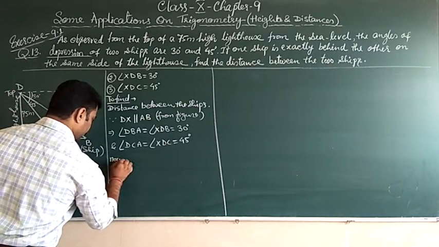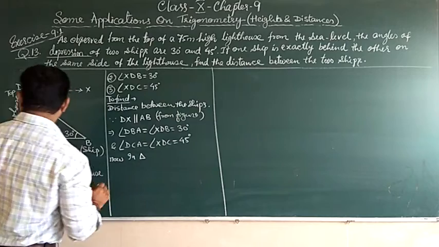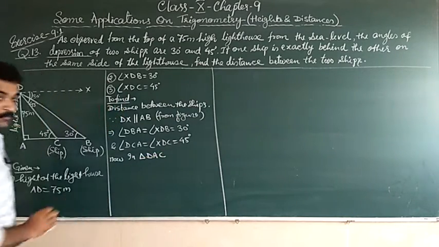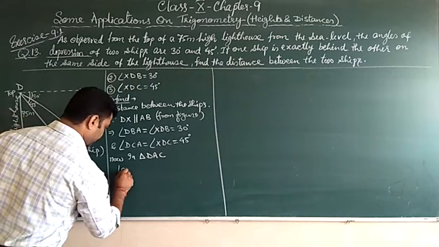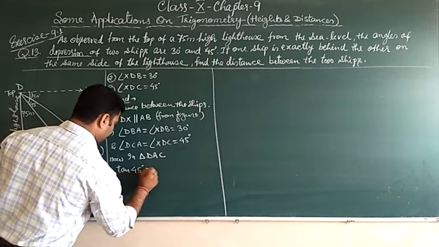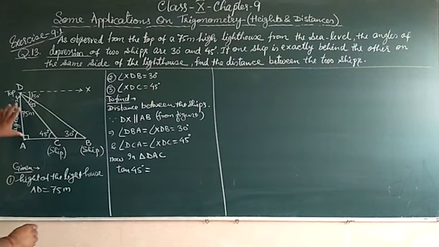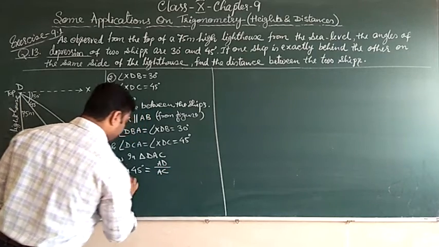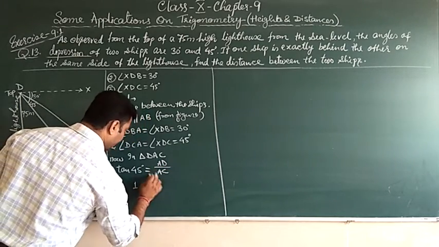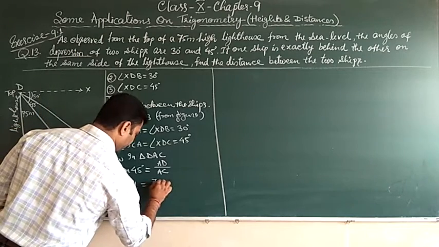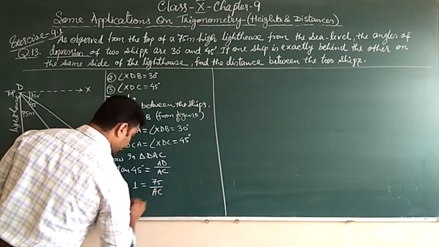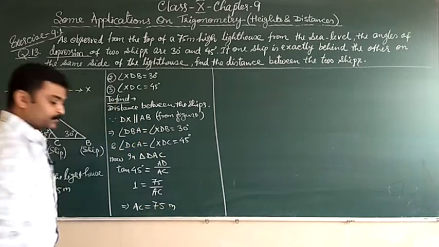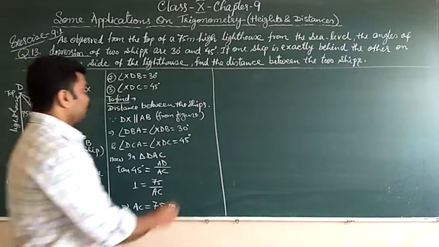Now, in triangle DAC, what is tan 45? It is equal to DA upon AC, AD upon AC. Tan 45 is 1, equal to AD, that is 75, upon AC. This implies AC is equal to 75 meter. Clear?